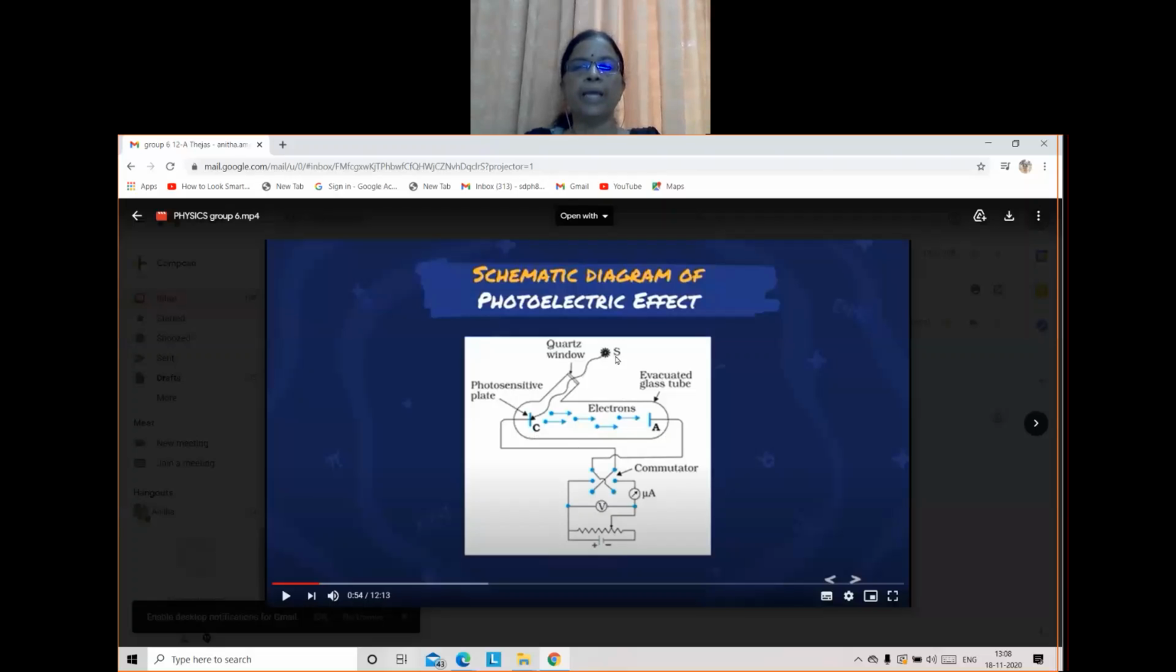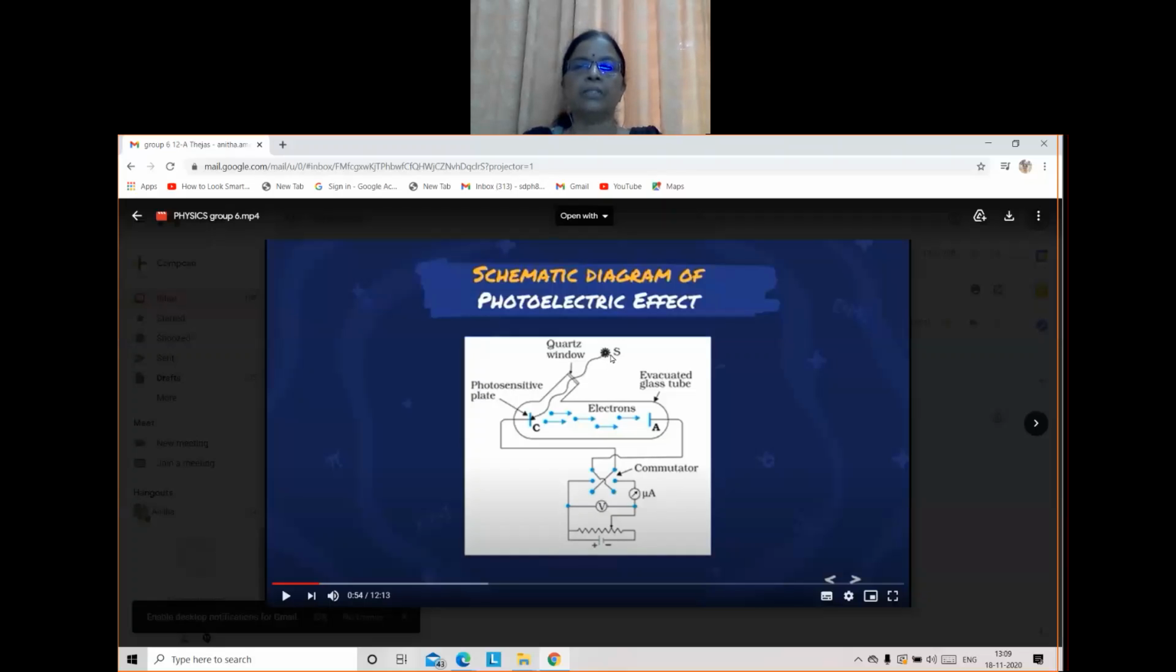And here is a source of light. Light from this source enters through this window. This is a quartz window which will allow the light to pass through it. And that light will enter through this window and fall on this metal plate. Light is electromagnetic waves, and every color has its own wavelength and its own energy. So if it is sunlight, all colors will be there. Or if it is monochromatic light, that particular color will have its own wavelength.